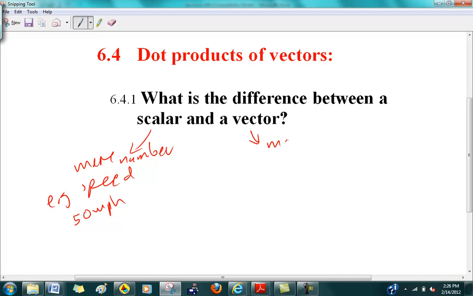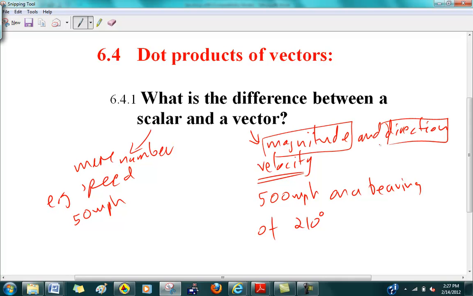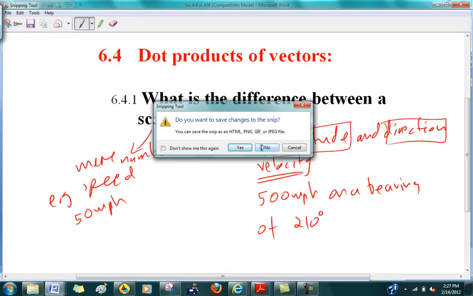So it has a magnitude, and again, this is a review, magnitude and direction. An example of this would be velocity. When pilots fly, they don't tell somebody, hey, I was flying at 500 miles per hour. They typically say that I was flying at 500 miles per hour on a bearing of 210 degrees. So velocity needs two quantities to define it. It needs a magnitude and it needs a direction. Right, so let's go on with a dot product.